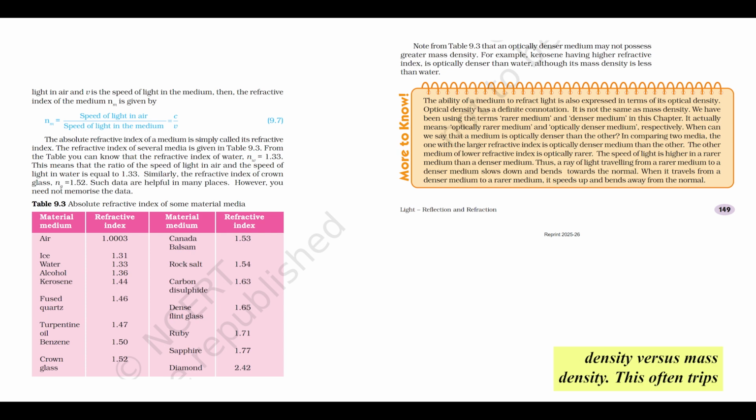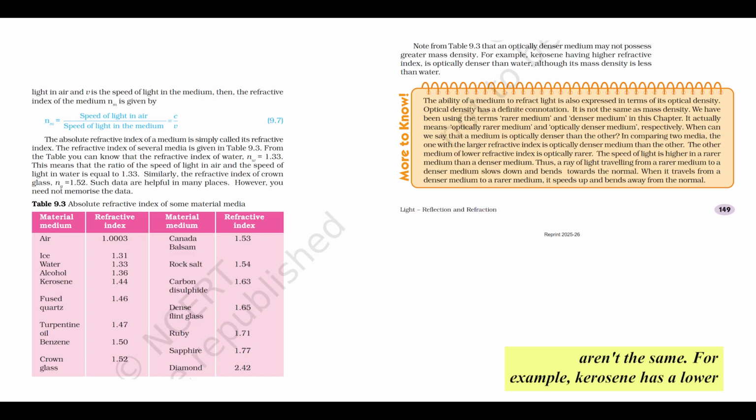Now let's clarify optical density versus mass density. This often trips students up. When we say denser medium in optics, we mean optically denser, not necessarily heavier or having more mass per volume. Optical density refers to the ability of a medium to refract light. A medium with a higher refractive index is optically denser. It's crucial to know they aren't the same.